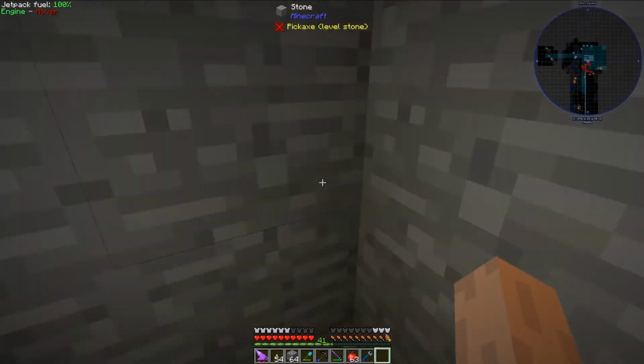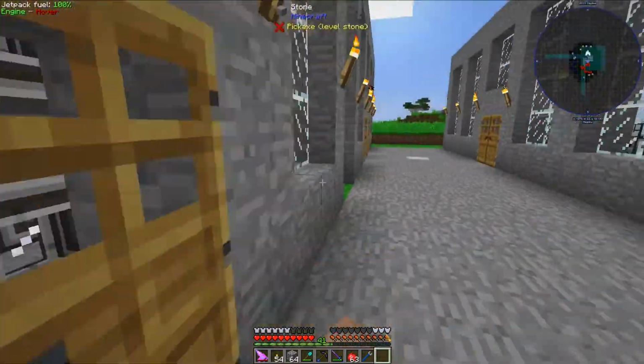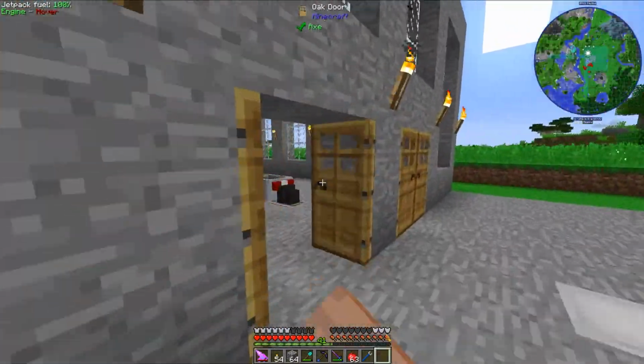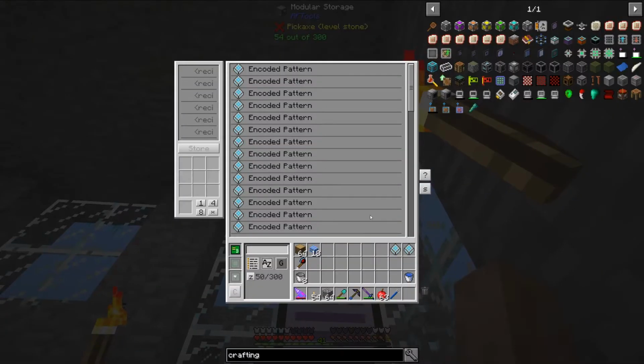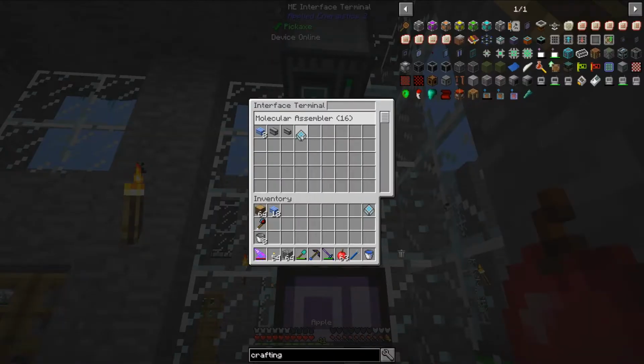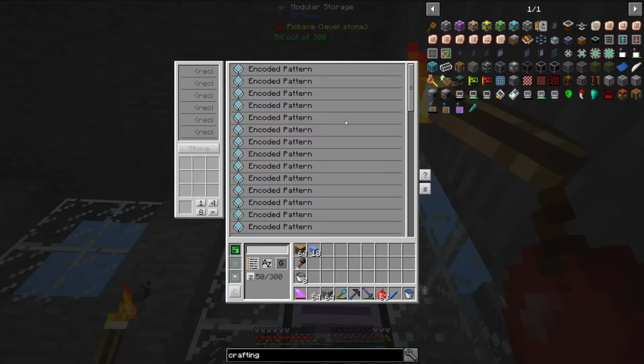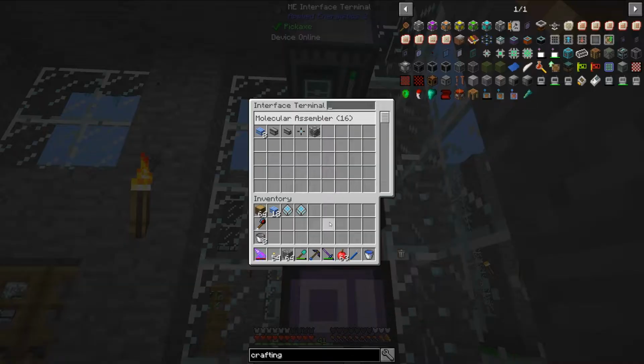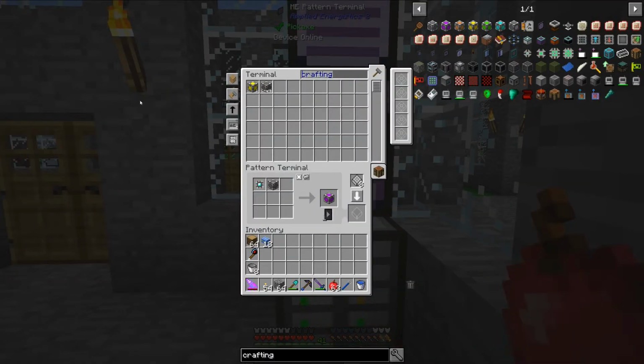So there we go. Let's craft something. You know what? A minecart. I think that is a good first thing to craft. I think I already have that pattern made. I could do a steam locomotive. That'd be another good one. But let's do a minecart, because this series will be focused on rails. So let's craft a minecart.